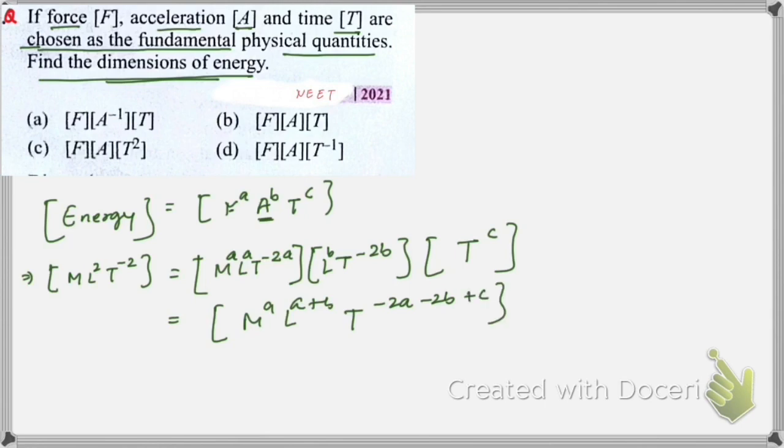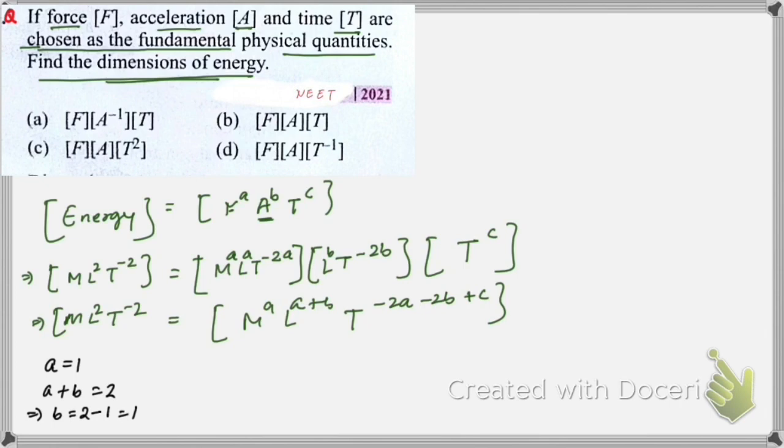Now on the left side we have M L square T to the power minus 2. So let us compare the powers of M. Here the power is 1, so we get a is equal to 1. Then the power on L is a plus b, and on the left hand side we have 2, so a plus b is equal to 2. If you put the value of a here, then you get b is equal to 2 minus a, and a is 1, so b is also 1.